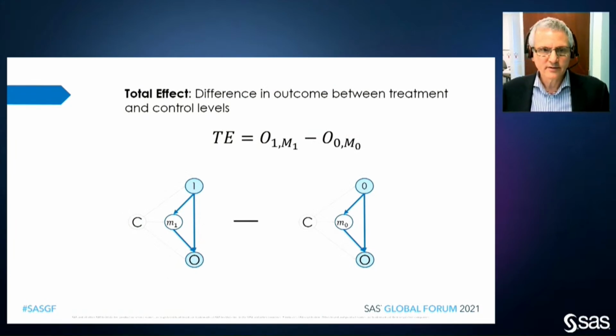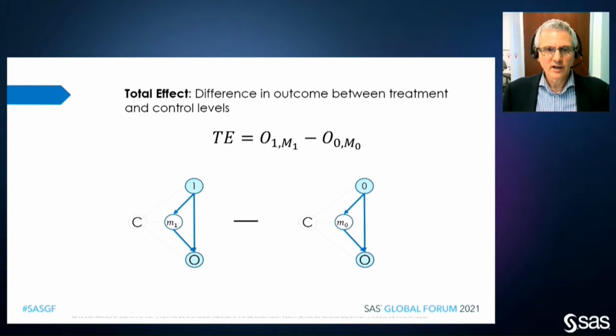I'll use our little graph that we've been using to help us visualize what's happening. The dash in the middle of this slide is a subtraction sign. So we're subtracting one quantity from another. The total effect is the difference in outcome between treatment and control values. Because the treatment has a causal relationship with the mediator, we distinguish the value of the mediator when treatment is 0 versus 1. M sub t is the value of the mediator when treatment is level t. So we have M sub 1 and M sub 0.